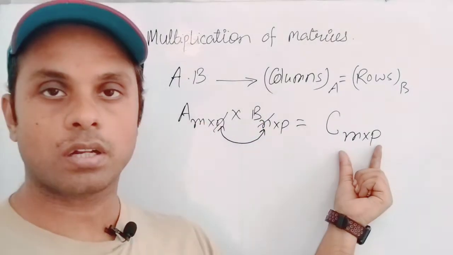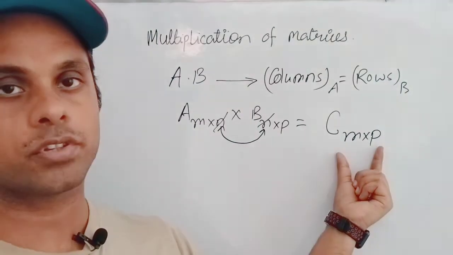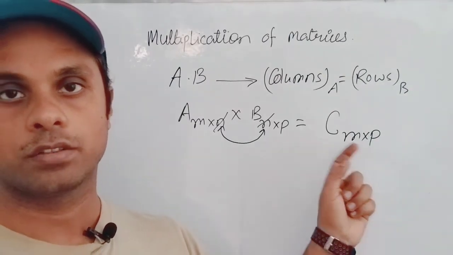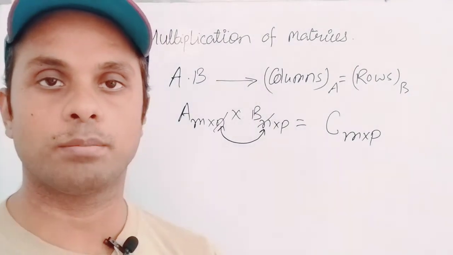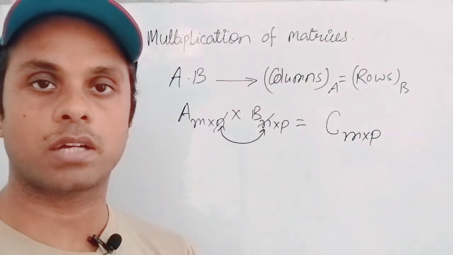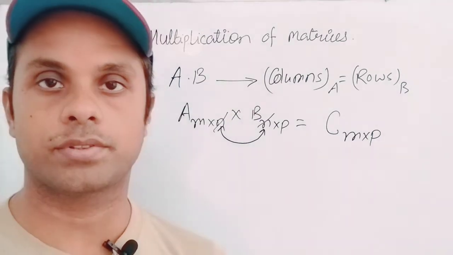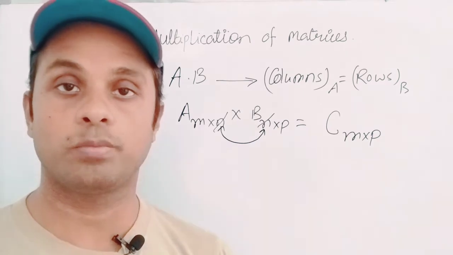So the order of the resultant matrix is always the number of rows in the first matrix by the number of columns in the second matrix. This multiplication is only defined when the number of columns in the first matrix is the same as the number of rows in the second matrix. This was about the compatibility of multiplication of two matrices.